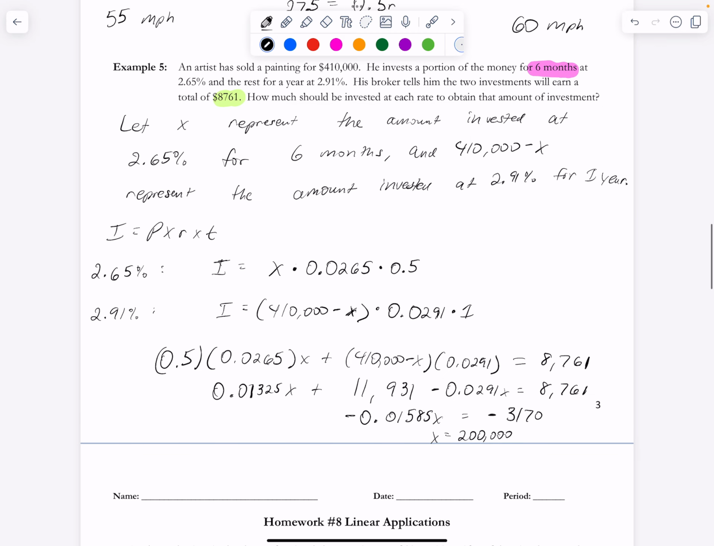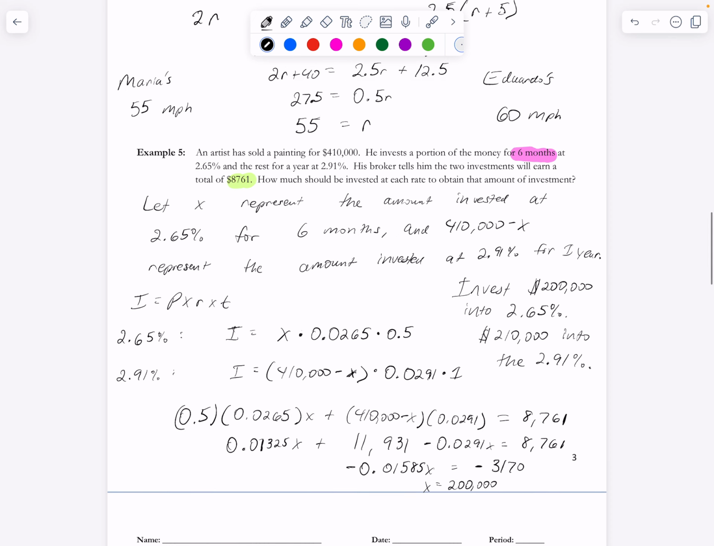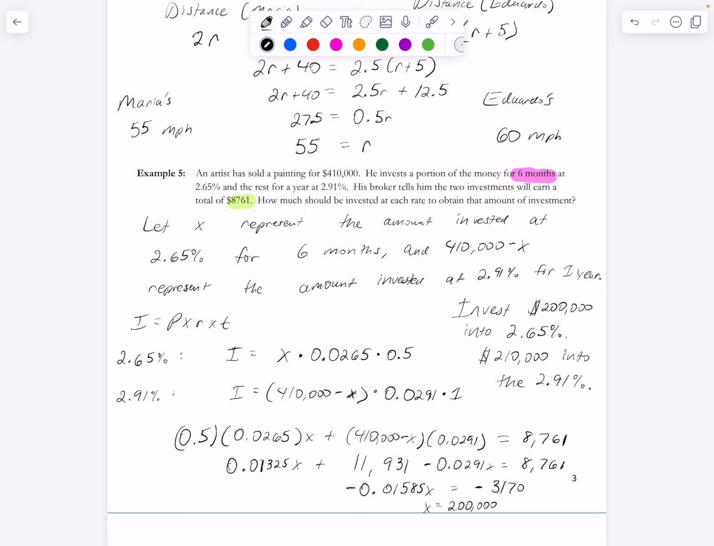So we're saying we're investing $200,000 into that 6-month one, so into the 2.65% investment. And then if we do 410,000 minus that, that gives us 210,000, the rest of it, into the other one, which is 2.91%. I know I ran out of room there, but ultimately that's how you do that one. All right, guys, I know this is a lot. Try the homework, and we'll talk about the rest of it in class. Good luck.